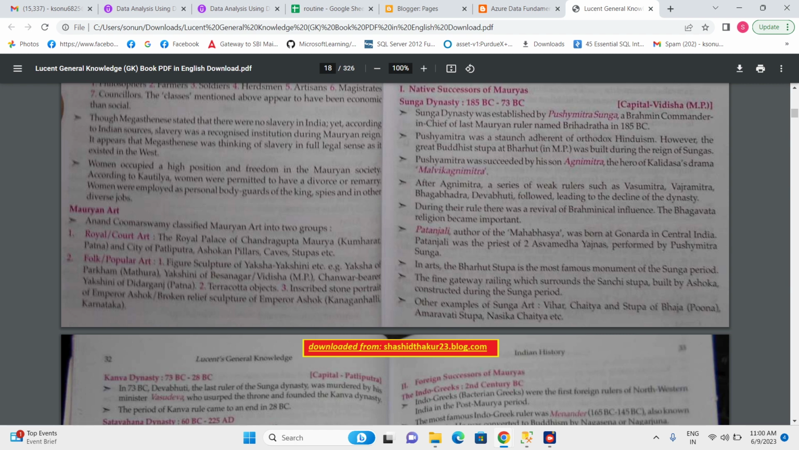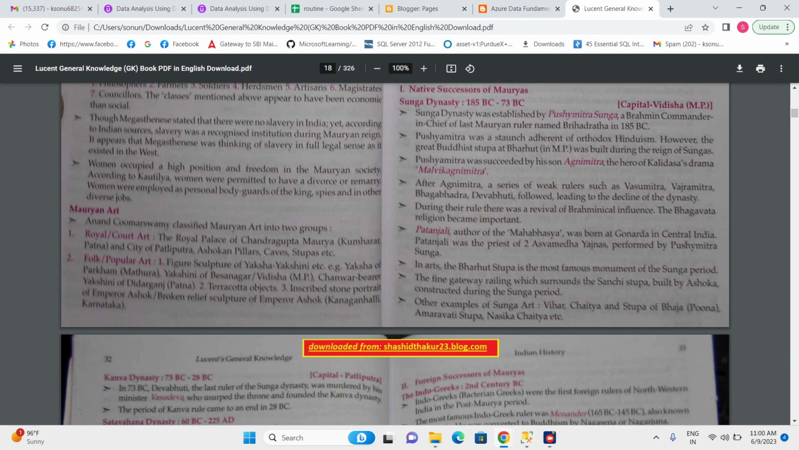Apart from the Satavahana dynasty, there are some other dynasties which are also important. The Chedi dynasty. How do we get to know about the Chedi dynasty? This is a very important point. The Hathigumpha inscription of Kharavela. Kharavela was the third ruler of the Chedi dynasty, and we get information about the Chedi dynasty from the Hathigumpha inscription.